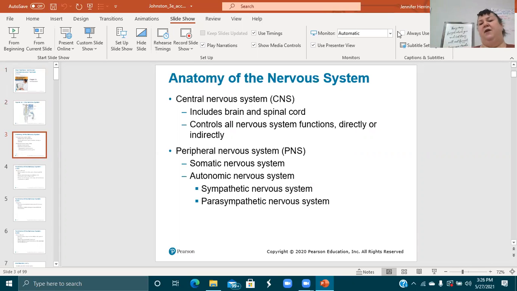So let's get into the anatomy of the nervous system. First we're going to look at the central nervous system, or CNS. This includes the brain and spinal cord and controls all nervous system functions directly or indirectly. We also have a peripheral nervous system, or PNS. The peripheral nervous system is divided into two other systems, the somatic nervous system and the autonomic nervous system. The autonomic nervous system is broken down into yet two more nervous systems, the sympathetic nervous system and the parasympathetic nervous system.